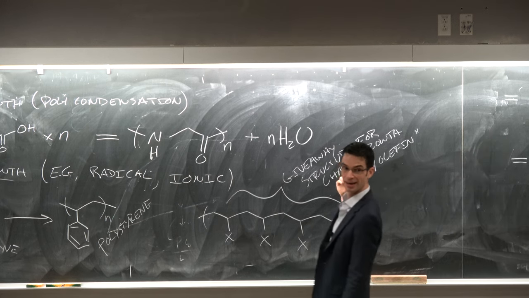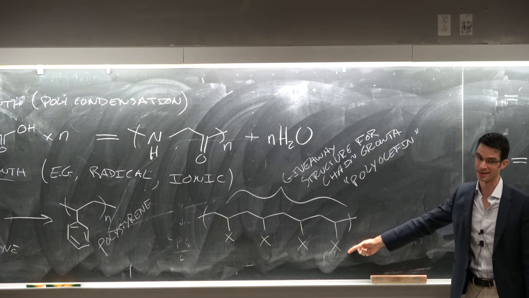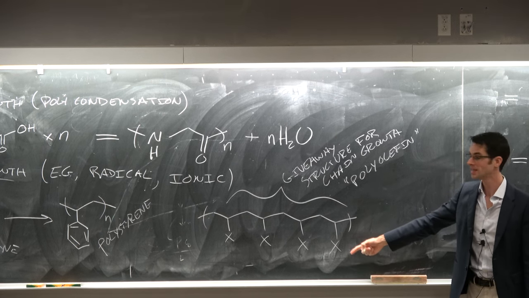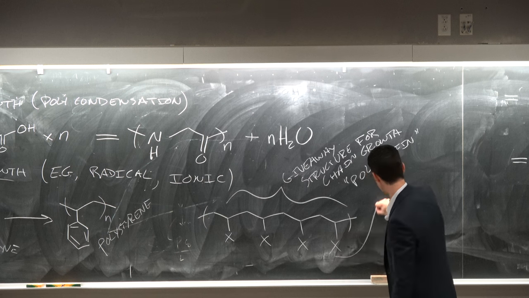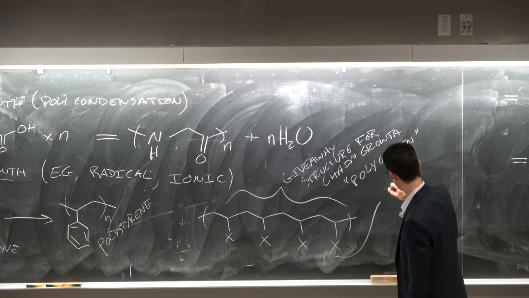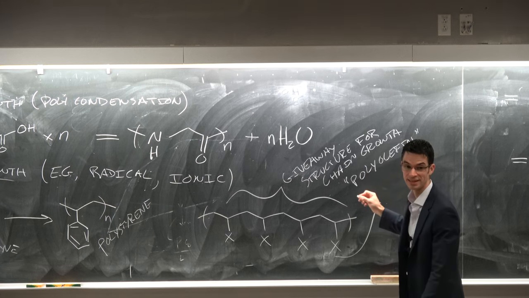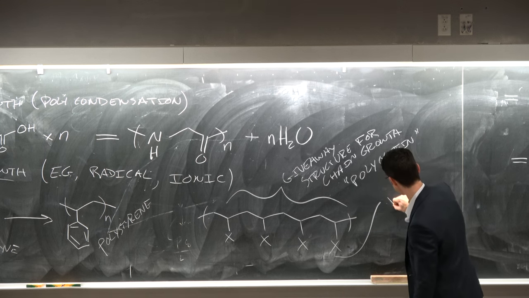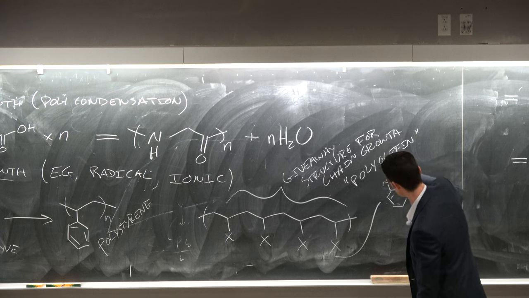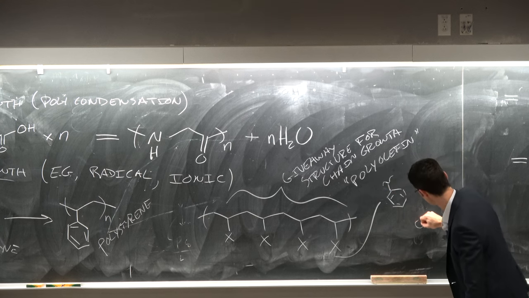Sorry, you're saying this is a halide? This could be a halide. The X, you mean? Yeah. So the X could be a lot of different things. This won't be on the test, but I'm just gonna say it. So if the X is this, you have polystyrene.